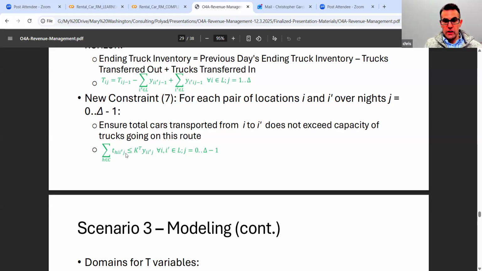So we just need this inequality here. This will make sure that the total cars, so again, this T_H,I,I',J is the number of cars of class H being sent from location I to location I prime on night J. That's what the variable means here. To get the total number of cars sent out from location I, just sum across all car classes here. And of course, what that means is that has to be less than or equal to the trucks going out. Yeah, that makes perfect sense. I just thought G was multiplied or something. Yeah.